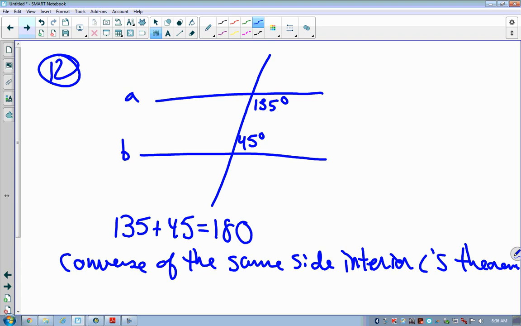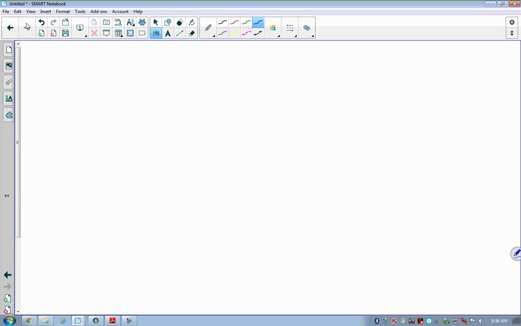Number 11 is alternate exterior, converse of the alternate exterior angles theorem. Okay? All right, what was it? We need 5. Okay, 5, use inductive reasoning to find the next term in the following sequence.